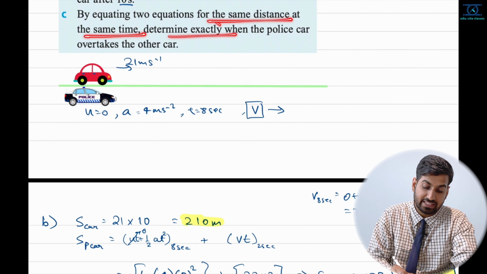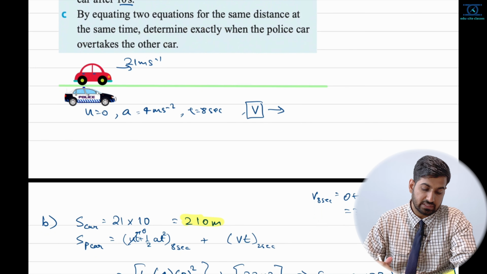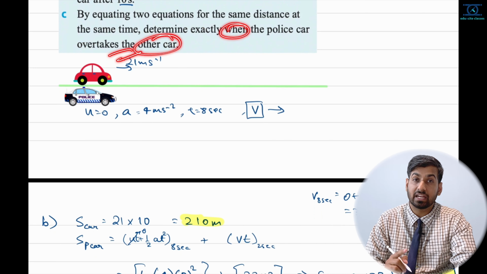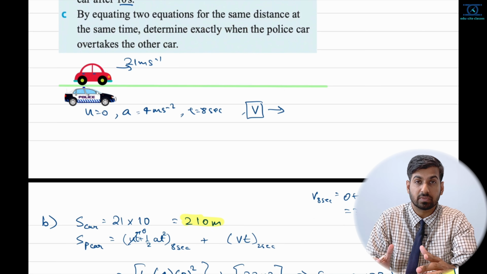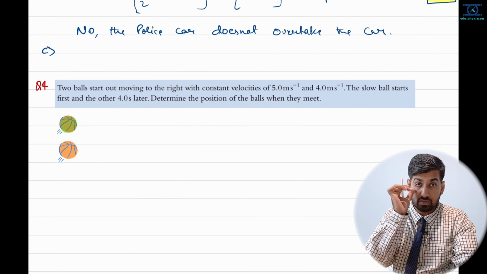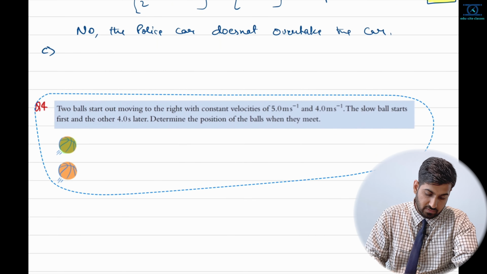Now the C part: by equating the two equations for the same distance at the same time, determine exactly when the police car overtakes the other car. Now this is quite interesting. We have to find out when the police car will overtake the other car, and they have given the hint that they will be at the same distance. But you have to remember that it will overtake only when the displacement for both the scenarios will be the same.